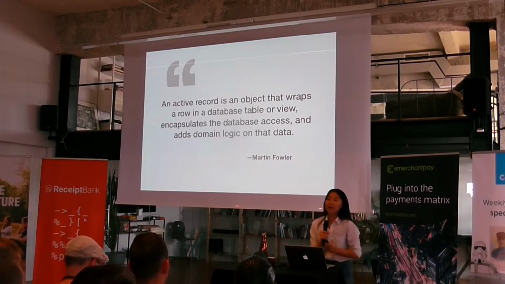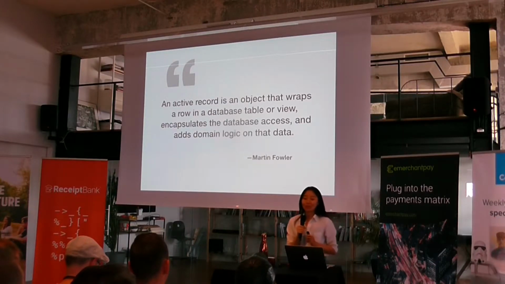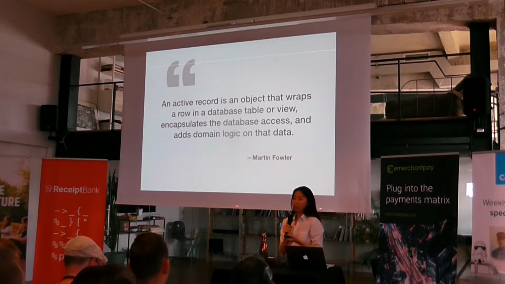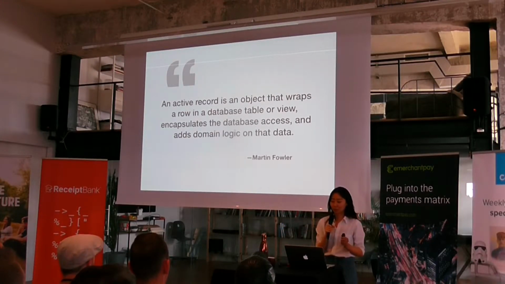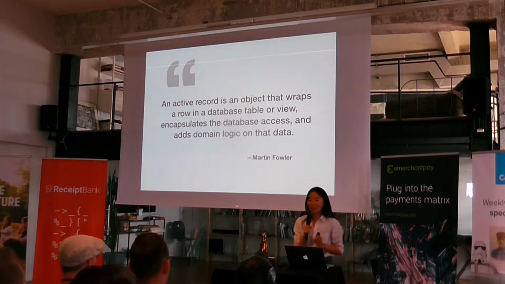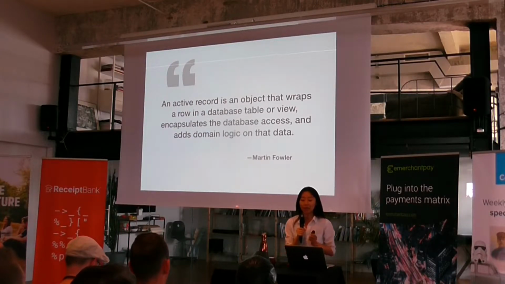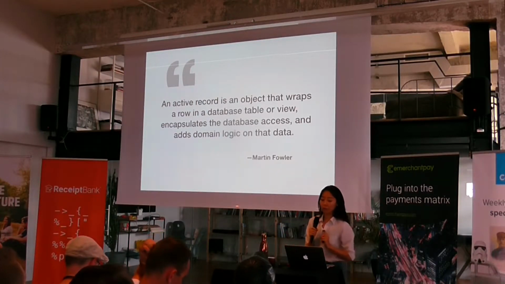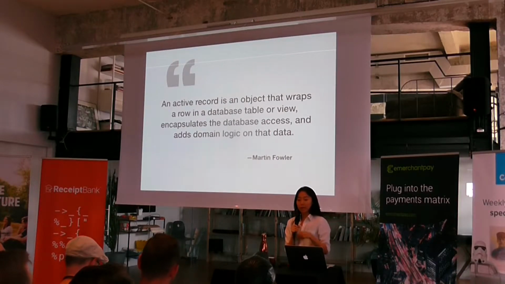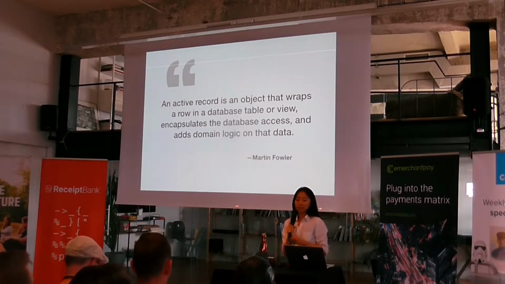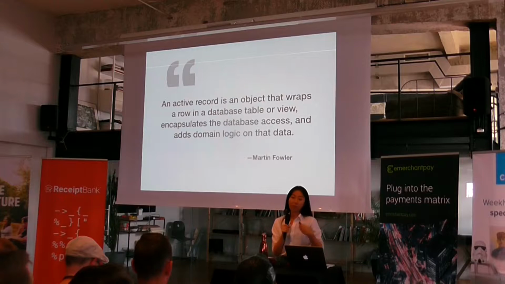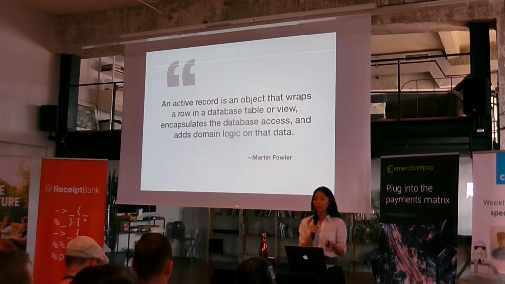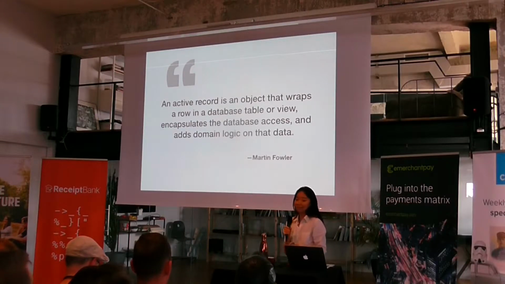ActiveRecord is actually named after a programming pattern, not a principle. It was first named by Martin Fowler in his book, Patterns of Enterprise Application Architecture, which just sounds riveting. He defines it as, an active record is an object that wraps a row in a database table or view, encapsulates the database access, and adds domain logic on that data. Hopefully if you use ActiveRecord, that sounds really familiar to you because that's exactly what it does.